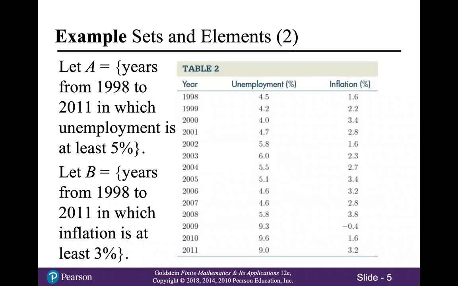Here's another example. Let A be the set of years from 1998 to 2011 in which unemployment is at least 5%, and let B be the set of all years from 1998 to 2011 in which inflation is at least 3%. So I'm going to turn my pen on here.